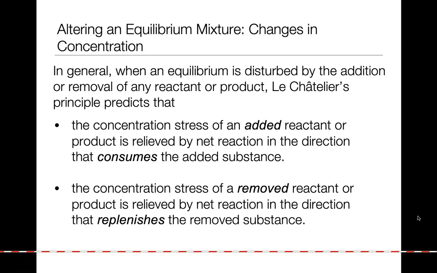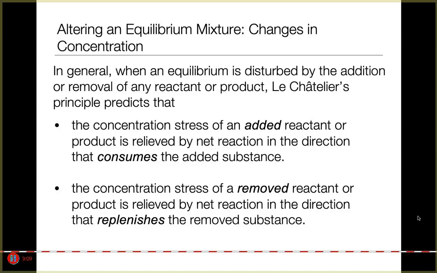So there's a lot of words on the screen. It's mostly there so you have it for your notes. We'll do some examples sketching what's happening. But let's read through it, and then I'll give you another visual device that you can use to quickly figure out these types of problems. So it says, in general, when equilibrium is disturbed by the addition or removal of any reactant or product, Le Chatelier's principle is going to make the following prediction. The concentration stress, if I'm adding a reactant or a product, is going to be relieved by net reaction in the direction that consumes the added substance.